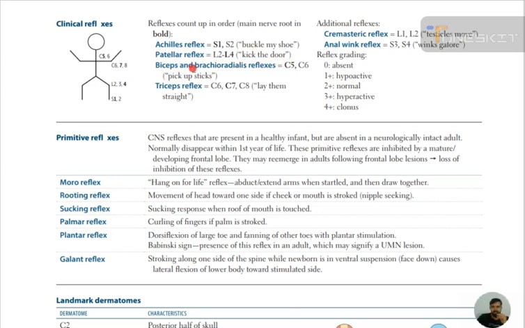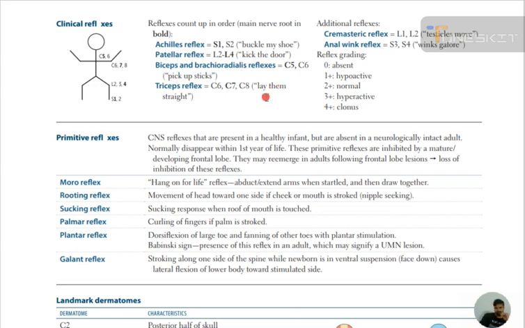Biceps and brachioradialis reflex, which have the cervical nerves C5 to C6. Pick up sticks. Then the triceps reflex, which is carried by C7, and associated nerves are C6 and C8. Lay them straight.